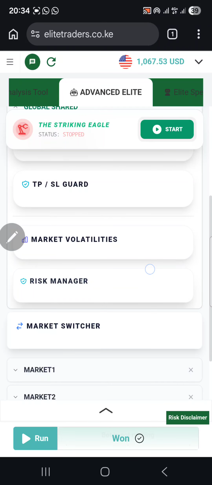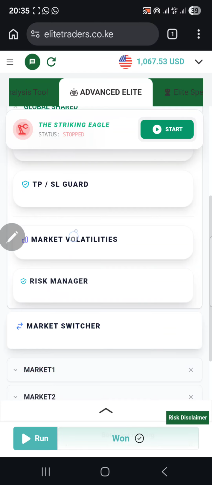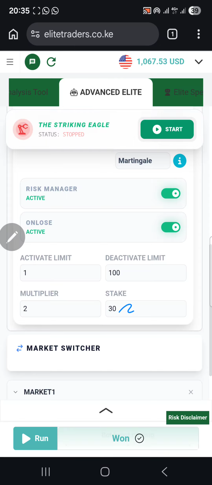Then these are the volatilities that we are using. We are using multiple volatilities. That is a total of 4 volatilities: 10 1s, 25 1s, 50 1s, and 75 1s. Okay, then let's go to the risk manager. We are actually staking 30 using a martingale factor of 2.